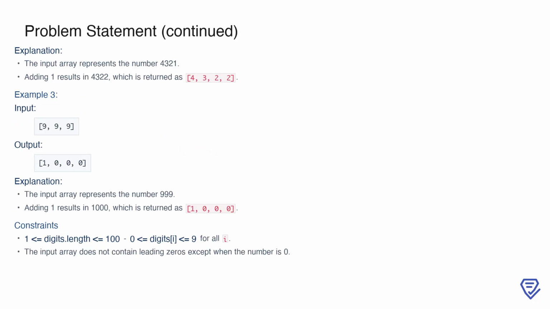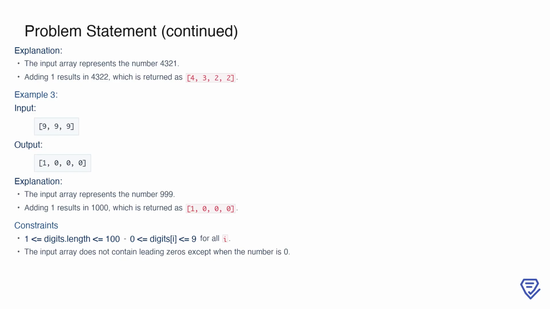Now, let's look at another example. The input is 999, which represents the number 999. When we add 1 to 999, the result is 1000. However, since we must return the result as an array of digits, the output becomes 1, 0, 0, 0. This example highlights how the addition process can lead to a carryover, where digits roll over to the next higher place value. The constraints of the problem are also worth noting.